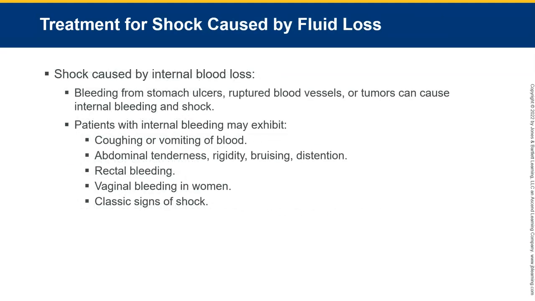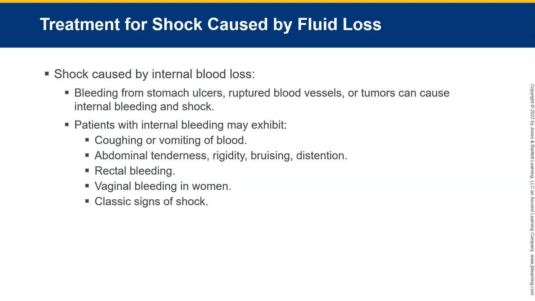And then fluid loss. Treatment for shock caused by fluid loss. Now, if it's internal loss, it's important to recognize those early symptoms that we've mentioned, and symptoms of internal bleeding. If you're treating several injured patients, those with internal bleeding should be transported first because immediate surgery may be needed. Bleeding from the stomach, ulcers, ruptured blood vessels, and tumors can cause internal bleeding and shock.